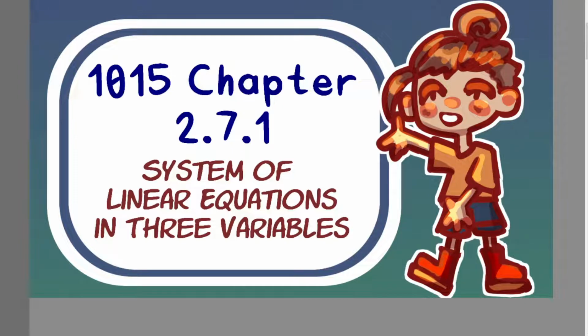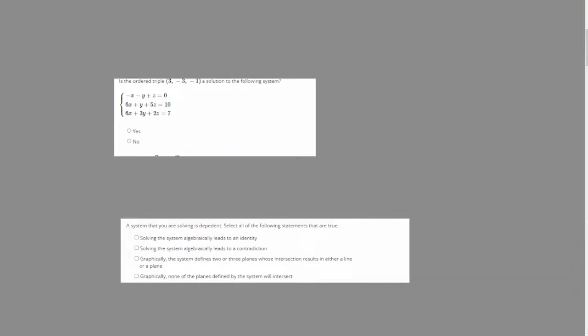Hi! So today in this video we're going to be going over 1015's chapter 2.7.1, which is talking about systems of linear equations in three variables. This one will not deal as much with solving these systems of equations, more with talking about some of the things that it involves.